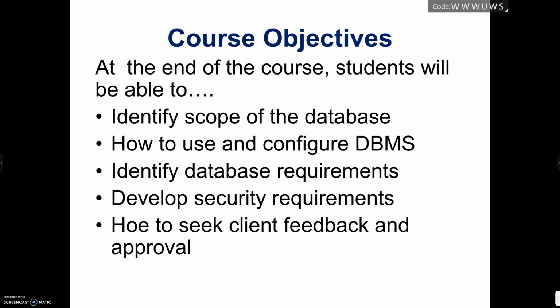Second, how to use and configure database management systems. By what means can we use or configure the database management system software, and which type of operating system is compatible with the database or the machine. Identify database requirements, for example, system software requirements. System software requirements include the operating system, and which type of operating system is compatible with the database management system software.